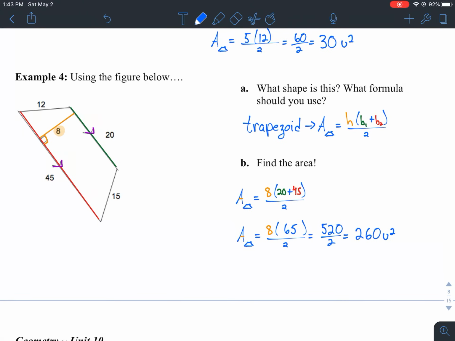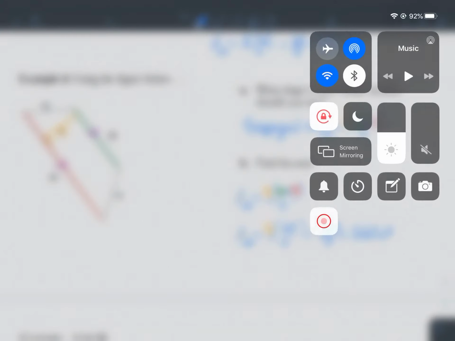Alright, so that is the video for today for trapezoids, area of trapezoids, and how to find the area of it using the formula.